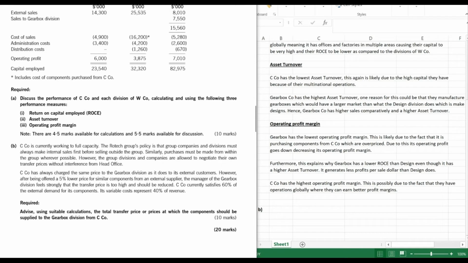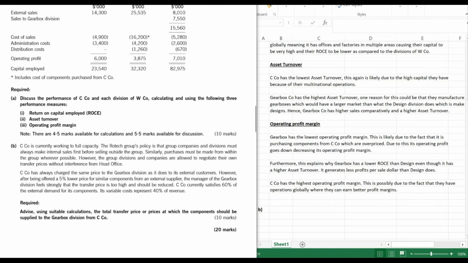So it says CCO is currently working at full capacity. Full capacity immediately meaning there's no spare capacity. And what does spare capacity have to do with? Well, it might have to do with the potential opportunity cost, right? So the Rotech group's policy is that group companies and divisions must always make internal sales before selling outside the group. So there could be some opportunity cost here. Similarly, purchases must be made from within the group where possible.